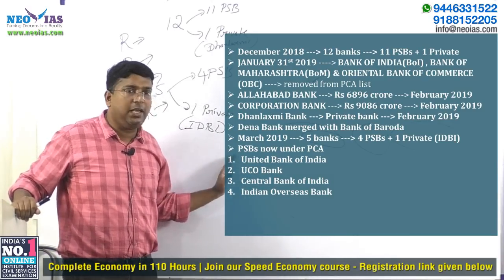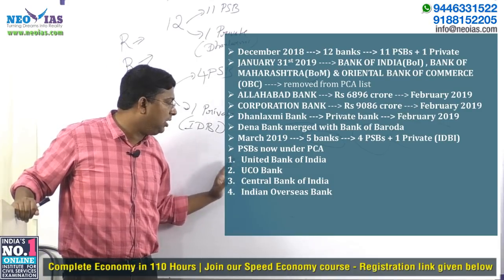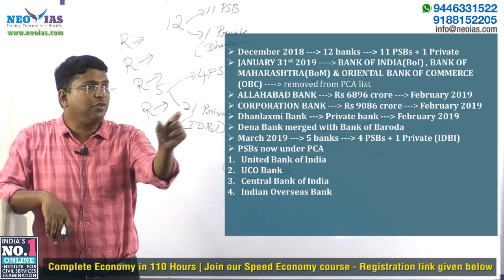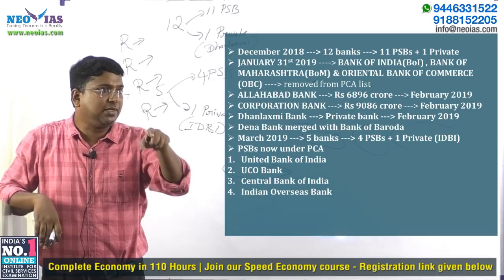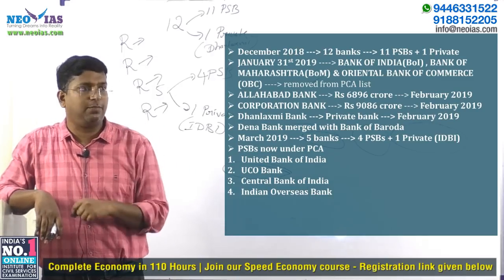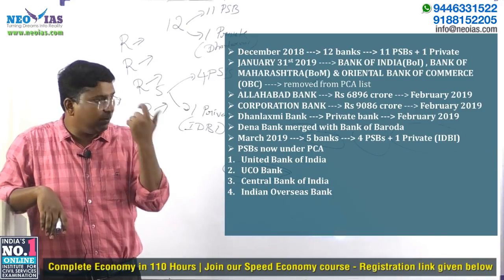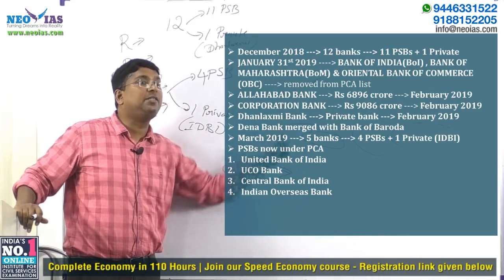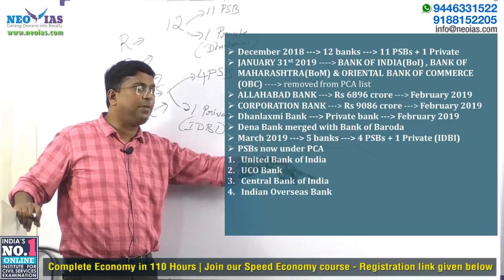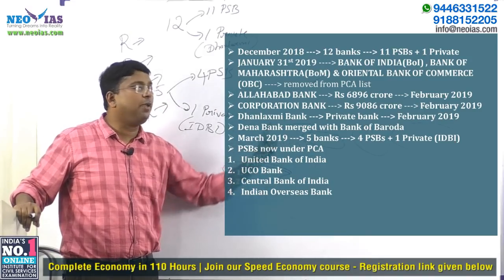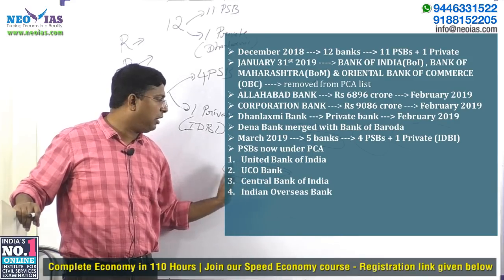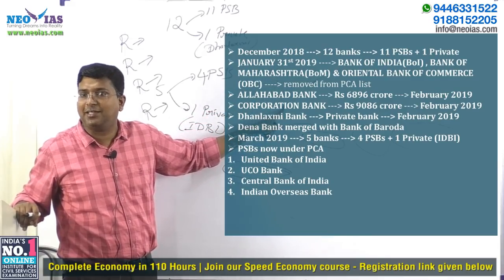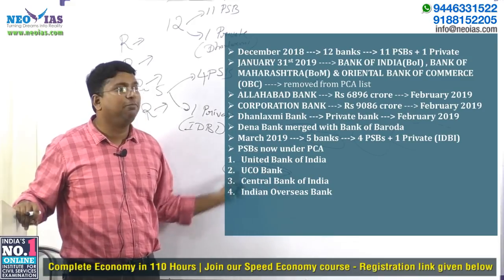Because of this PCA, these public sector banks are in the news. At least have an idea. UCO Bank is a public sector bank. We already saw a question: which of the following is not a public sector bank, or which of the following is a private bank. They can ask factual questions based on these PCA banks, like which of the following is a present PCA bank. These are the 4 public sector banks and IDBI Bank in the PCA list. So PCA banks are now only 5. This happened in January and February. UPSC questions have not been set yet, so when a question is set, these are the banks. So revise it.